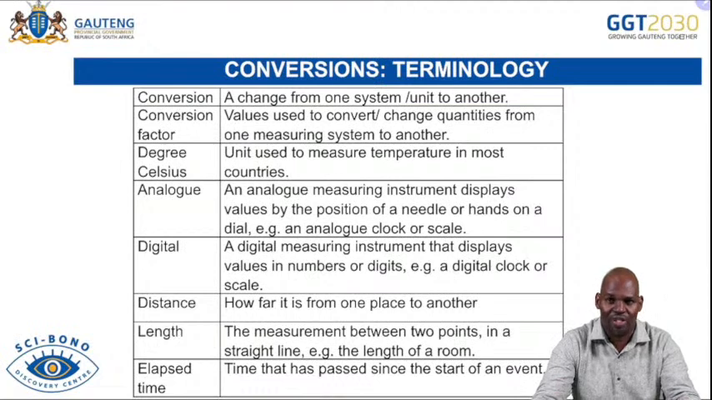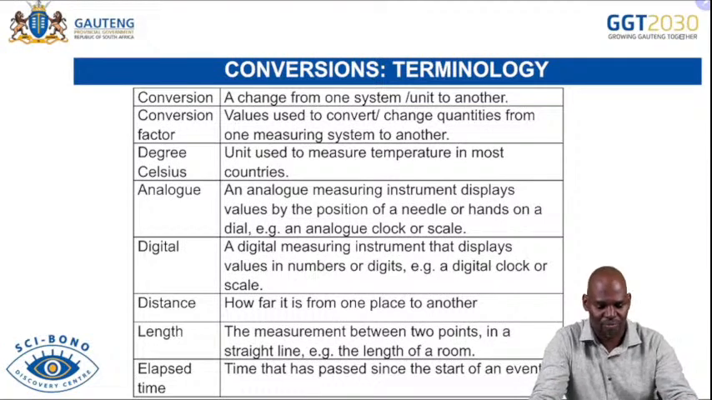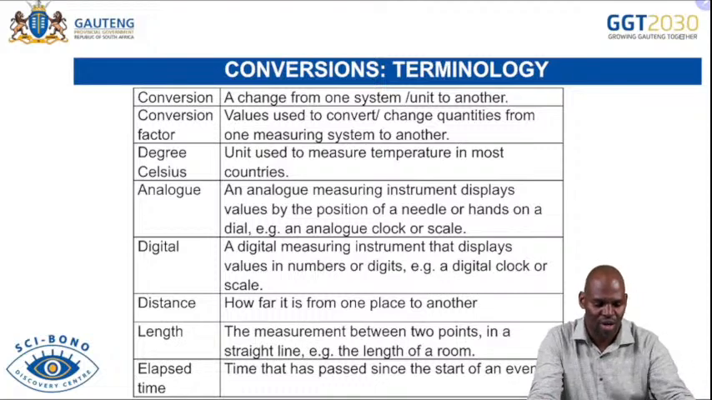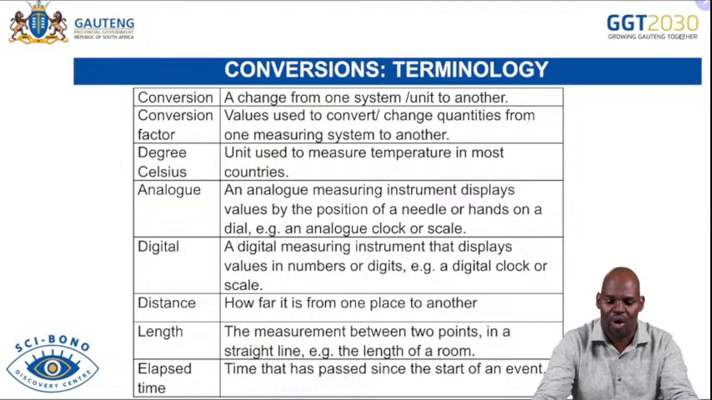Now we've got conversion. We said we are doing conversions. What do we mean by conversion? Conversion is a change from one unit to another. So if we are converting from centimeters to millimeters, we say that is conversion. Or if we're converting from kilometers to miles, that is conversion. So conversion is a change from one unit to another.